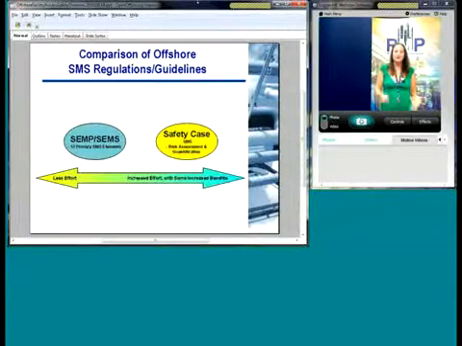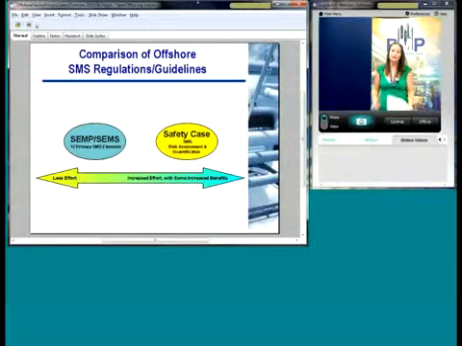This is basically the spectrum. SEMP and SEMS, that's basically a safety management system. Management of change, operating procedures, process safety management. And all of these things are tools that are going to fit in your safety case. So the safety case actually goes above and beyond what the minimum of SEMP and SEMS is going to require.